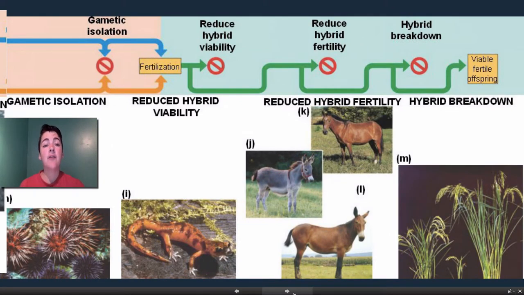And now comes fertilization. So if fertilization has happened, then there are post-zygotic barriers. We have reduced hybrid viability, meaning that the hybrid that's formed doesn't survive for very long. We could have reduced hybrid fertility, meaning that the hybrid, pictured here, the mule, cannot actually produce its own offspring. And then we have hybrid breakdown, that if the hybrid does survive and does have babies, it doesn't last for very many generations.